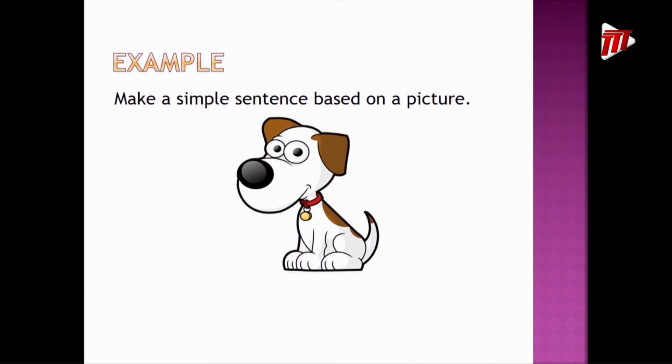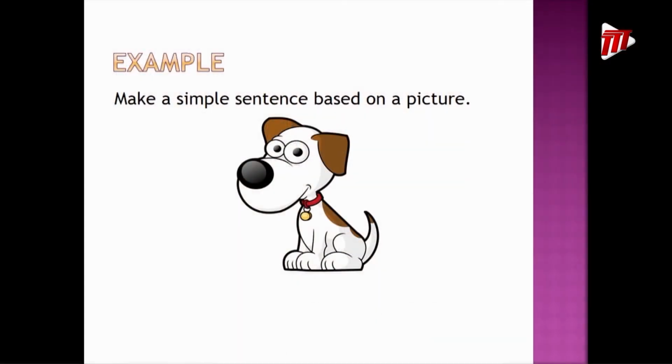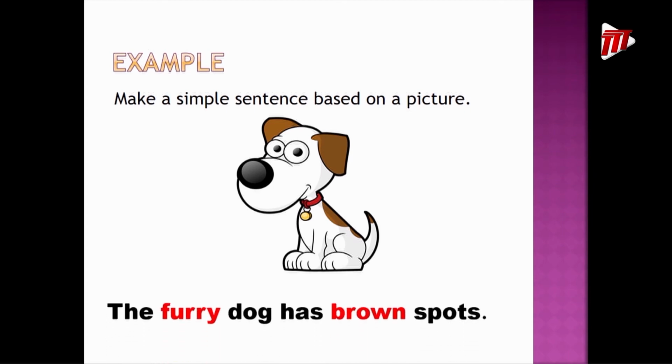Let's make a sentence based on the picture. What do you see? I see a dog. Now tell me about the color of the dog. He's white with brown spots, and we said texture is also used to describe. How do you think the dog feels? Is he rough? Is he slimy? What about furry? So, the furry dog has brown spots.